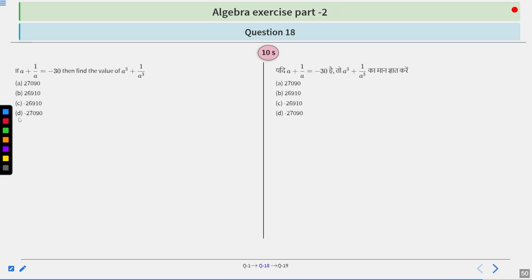Next. If a plus 1 upon a is equal to minus 30, then find the value of a cube plus 1 upon a cube. And the options are: option A, 27,090; option B, 26,910; option C, minus 26,910; and option D, minus 27,090. These are the options, and I'm giving you 10 seconds to find out the correct answer.